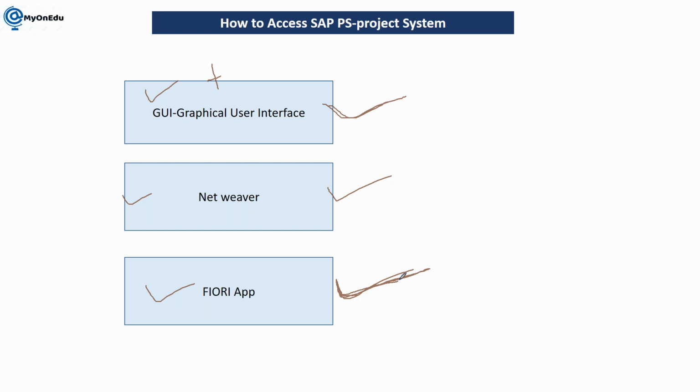SAP is basically concentrating on using the Fiori app widely in S/4HANA. All your configuration has to be done in the GUI, graphical user interface. But if you understand the system well in the GUI, it will be easy to correlate the business transaction in NetWeaver and the Fiori app. I'll show you the system and let you know how you can access it through the GUI, NetWeaver and the Fiori app.